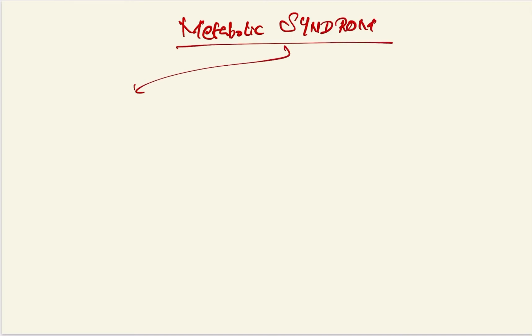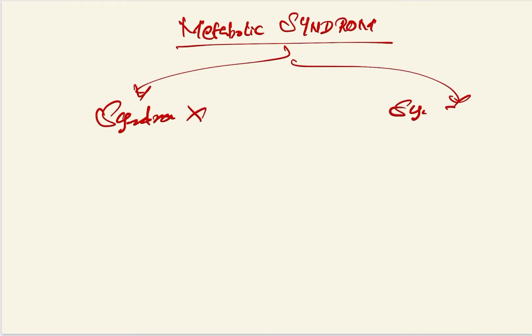Today we're going to study metabolic syndrome. Metabolic syndrome comes under two main subheadings, that is syndrome X and syndrome Z. Syndrome Z is a relatively new terminology.